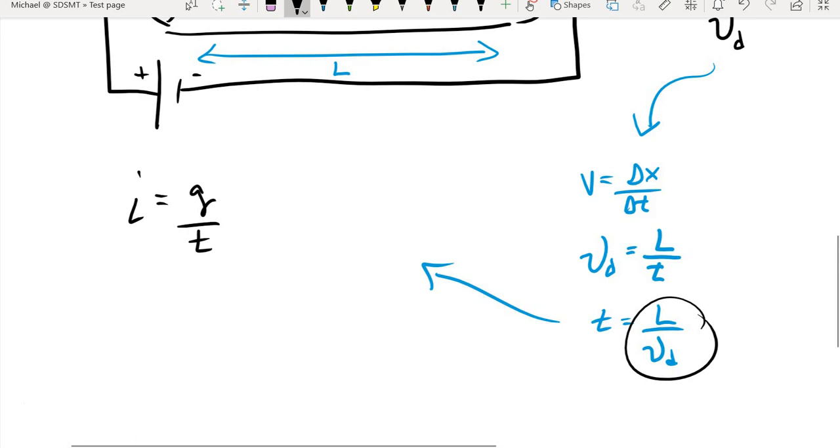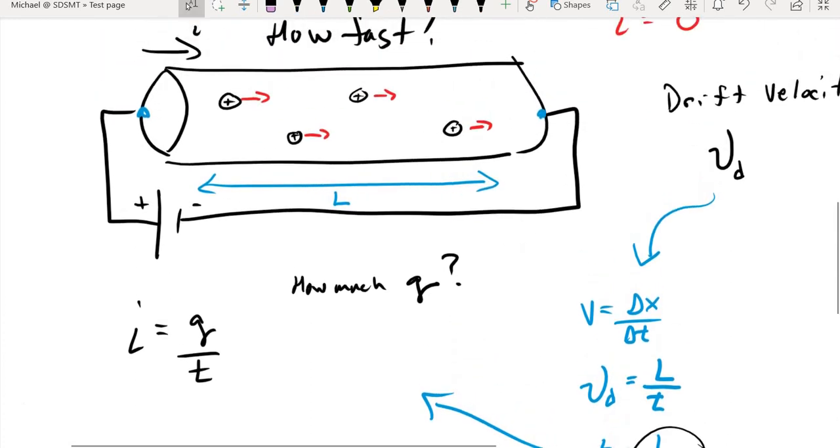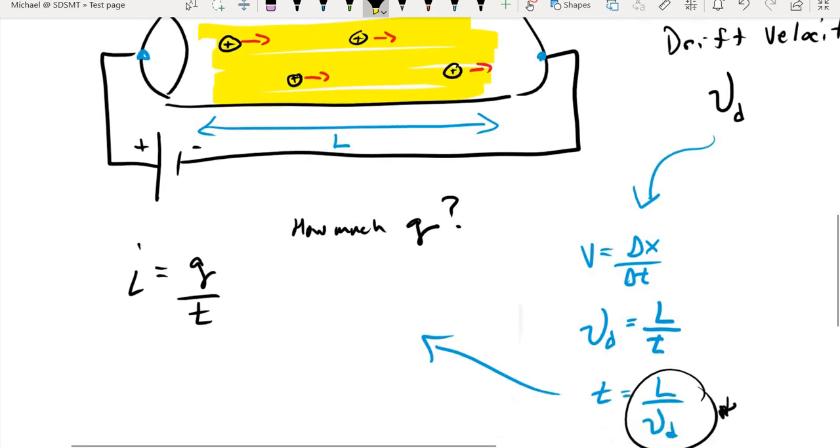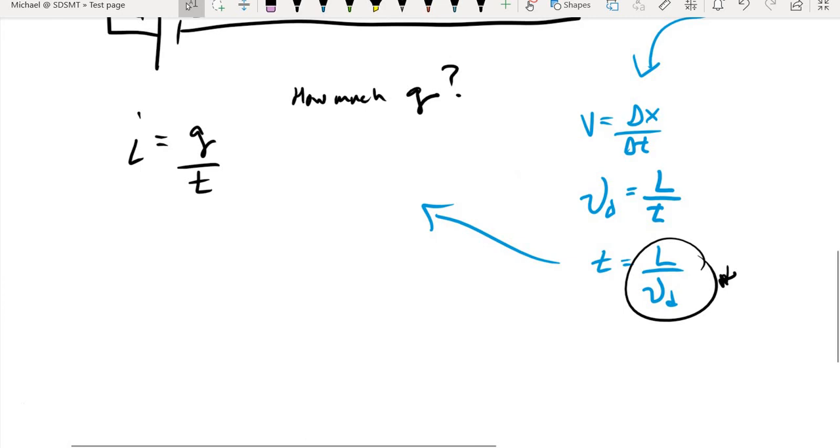What we need to do before we make this substitution is ask ourselves, just how much charge is going to make it all the way across that conductor in the amount of time t. So basically, we have to survey this conducting material and add up all of the charges that are present inside that material.